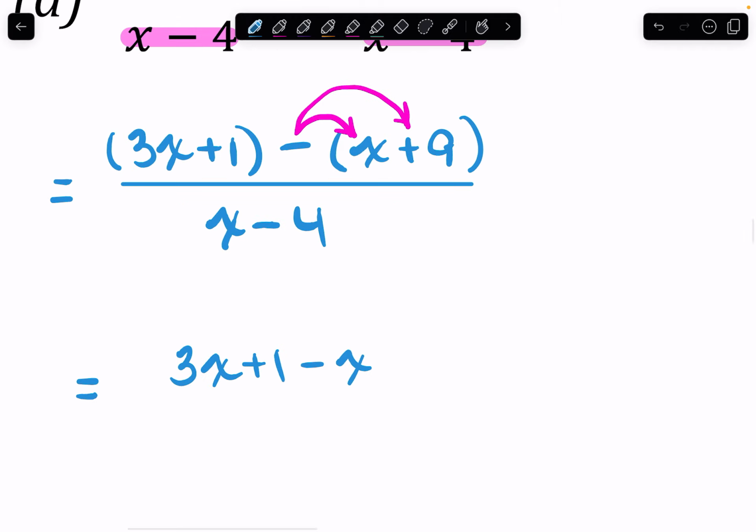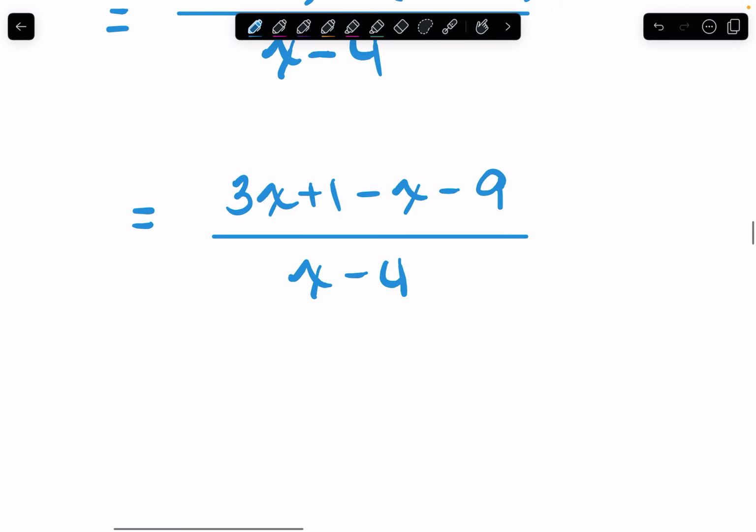So that's going to give us a minus x and a minus 9, over x minus 4. And then we combine like terms. So the 3x and the negative x can go together. 3 plus negative 1 is a 2x. And then the 1 and the negative 9, 1 minus 9, negative 8.